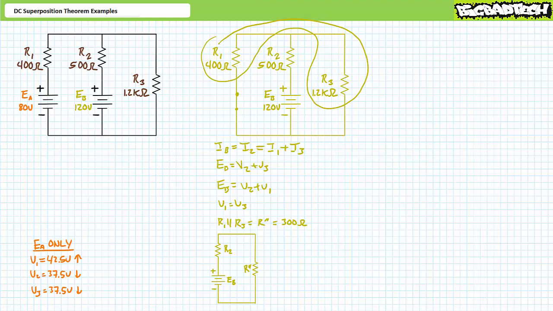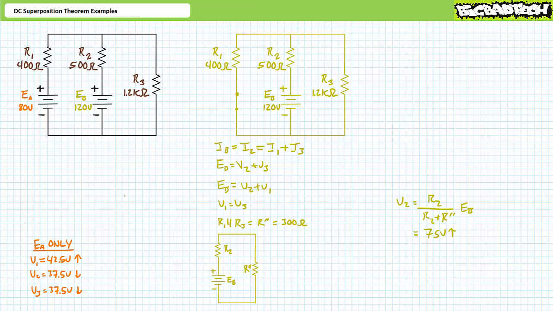R double prime is perfectly in series with R2. An application of the DC voltage divider rule to the pure series simplification, solving for V2, demonstrates that V2 is 75 volts oriented positive to negative, bottom to top. An algebraic manipulation of the Kirchhoff's voltage law equation for the pure series simplification, solving for unknown voltage V double prime, demonstrates that V double prime is 45 volts.